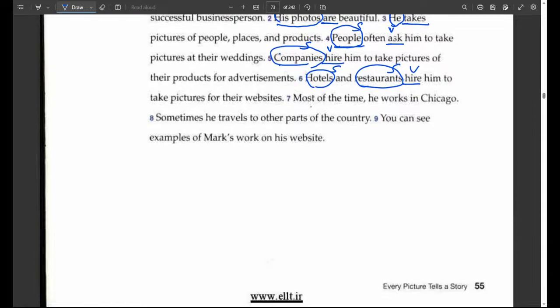Most of the time, he works. He is the subject, and works is the verb. In Chicago, sometimes he travels. He is the subject. Travels is the verb. To other parts of the country. You can see examples of Mark's work on his website.